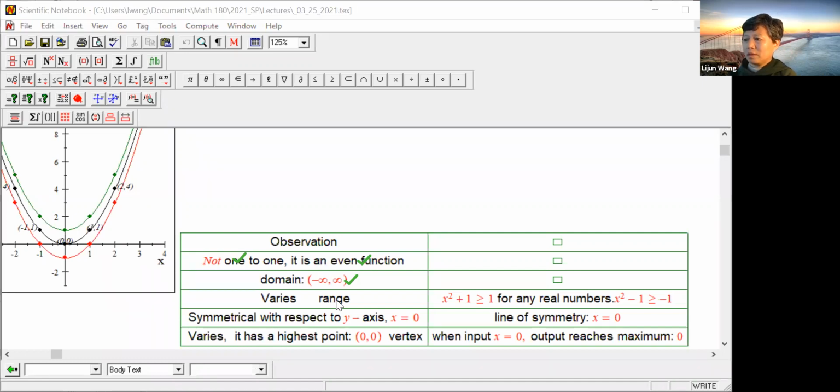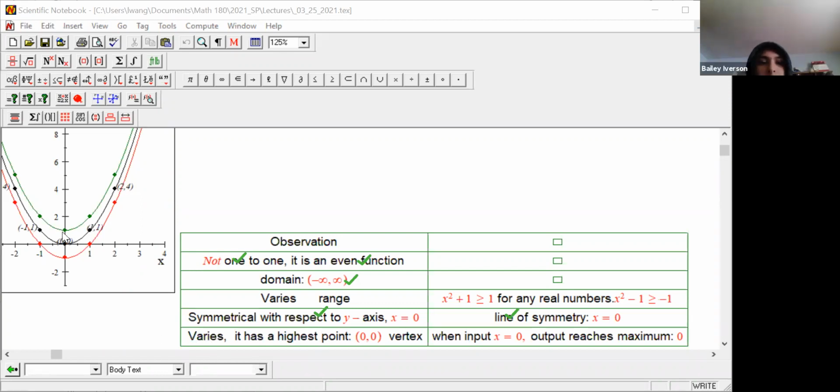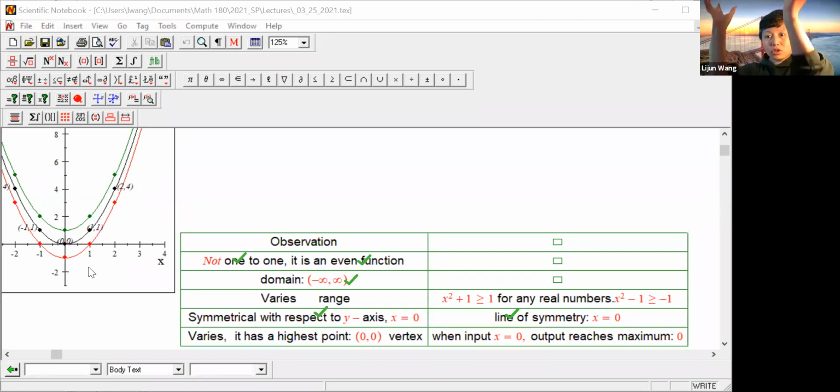How about line of symmetry? The same. The line of symmetry is the same for these two. How about the highest point, the lowest point? Those are different. That varies, right? This is the highest point. This is the lowest point. And we don't have a highest point here, we have a lowest point. The lowest point shifted because everything was shifted up or down. So in this case, the point varies.